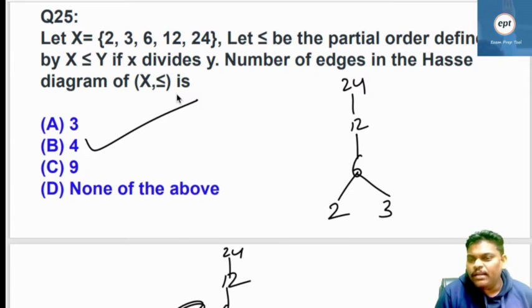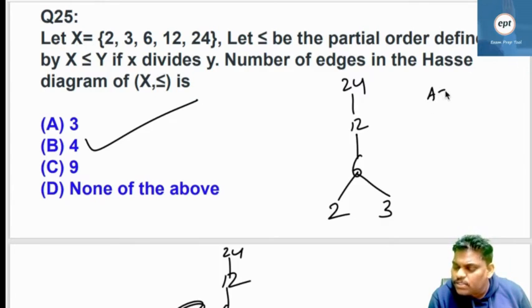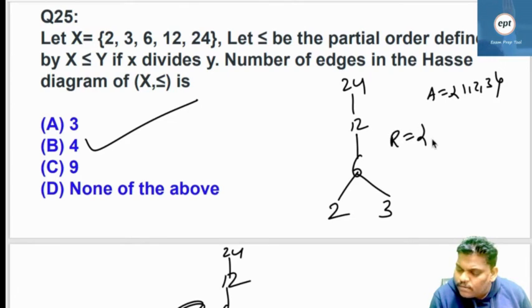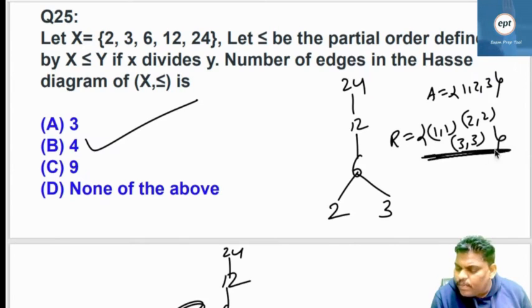Someone is saying that if symmetric and transitive, then always it is irreflexive. How can you say this? Yeah, see this one. See everyone. A is equal to 1, 2, 3. See the relation is 1,1; 2,2; 3,3. It is symmetric also, transitive also. You cannot say it's irreflexive.